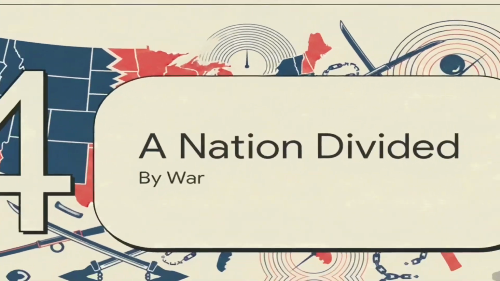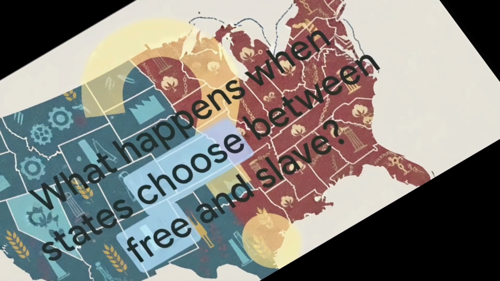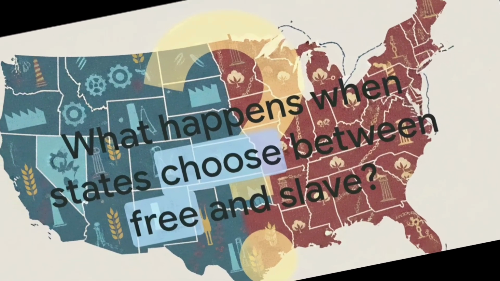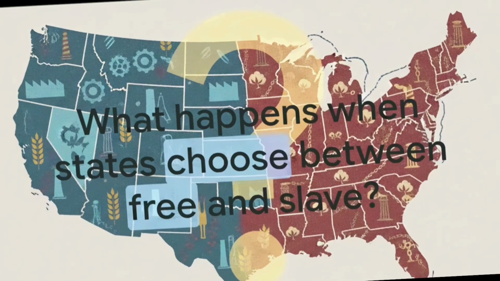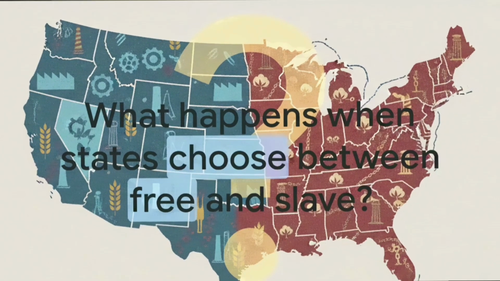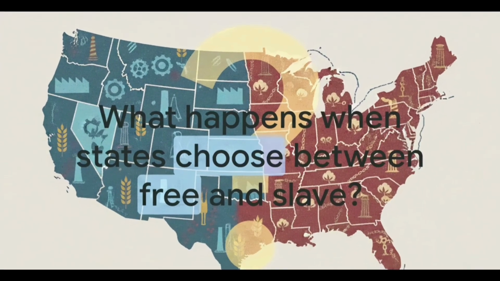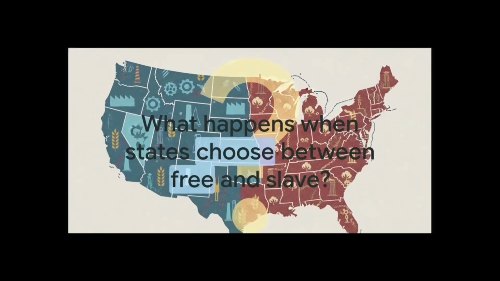This brings us to Section 4, A Nation Divided by War. All this expansion poses a critical, explosive question. What happens when new states are forced to choose between free and slave labor? Well, every single time the map grew, the nation fractured further over whether new territories would permit the brutal institution of slavery. This fundamental, irreconcilable divide was rapidly tearing the industrial North and the plantation South apart. It was a ticking time bomb.